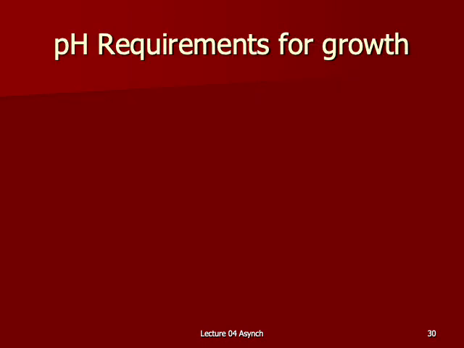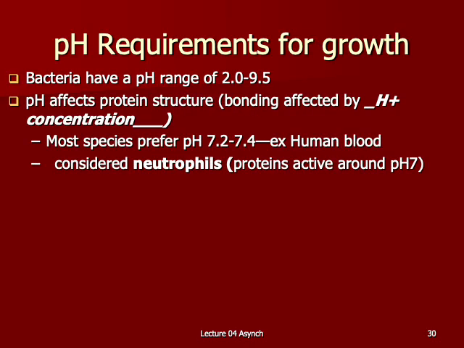So we've done temperature, we've done oxygen. How about pH? Most bacteria have a range; you'll find some between pH 2 and 9.5. You'll find bacteria in all these pH ranges. Now, why is pH important? Because just like temperature affects protein function, pH affects protein function.